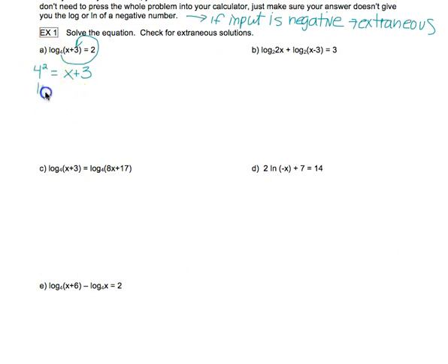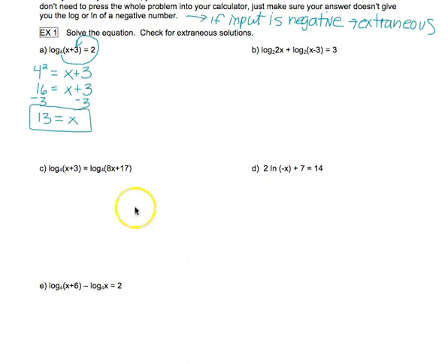So 4 squared is 16. So I've got 16 equals x plus 3. Subtract 3 on both sides, and that gives me 13 equals x. Every single time, we want to check it to make sure it's not going to give us the log of a negative number. So in this case, if I plug in 13, 13 plus 3 is 16. That's not a negative number, so I'm not taking the log of a negative, so I know that it works.